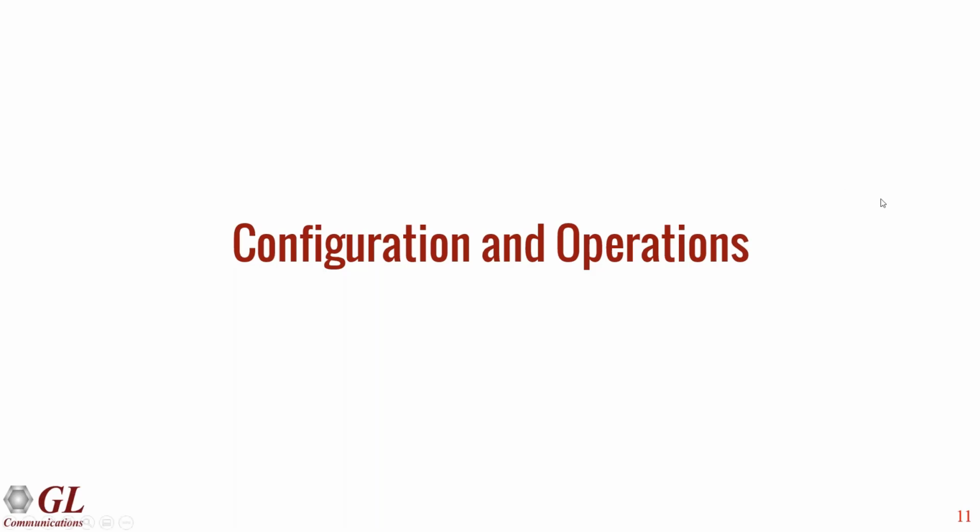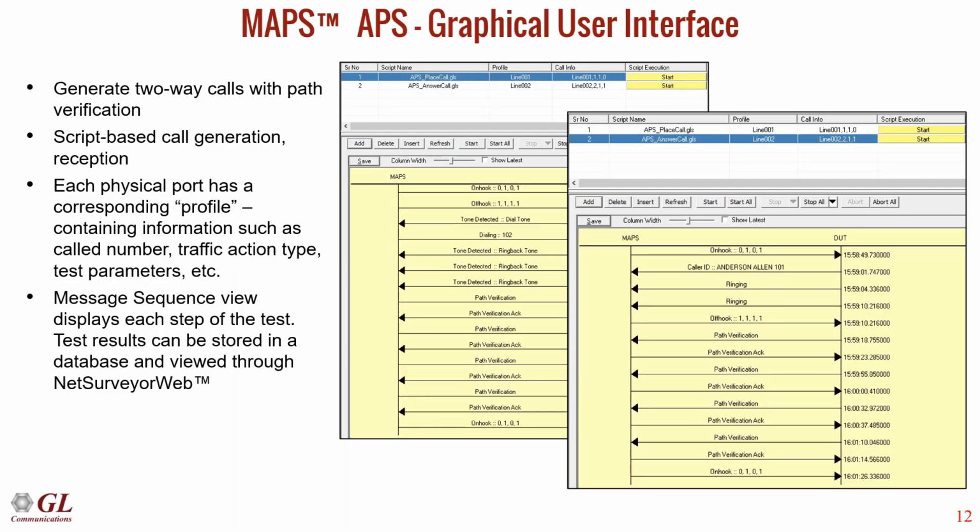Now we're going to talk about configuring the MAPS software and operating it. Like I said, we have a very comfortable graphical user interface where you can start a specific call and start multiple calls, and then you can see the actual ladder diagram for the call setup. As the call is connecting, you can see all of the different signaling events taking place, and it's all easily viewable through our graphical user interface.